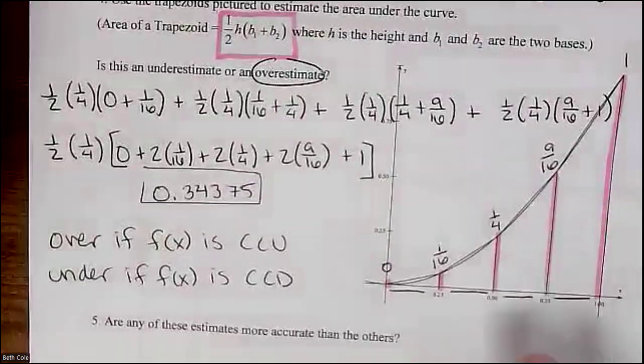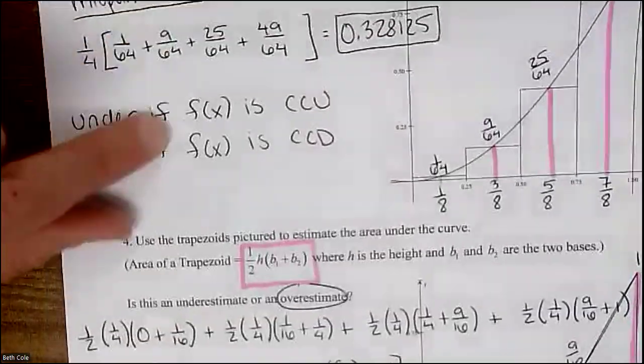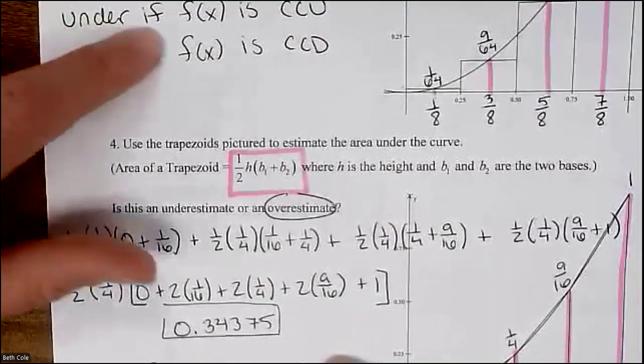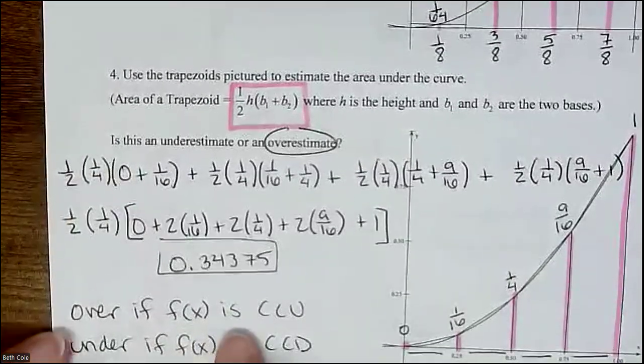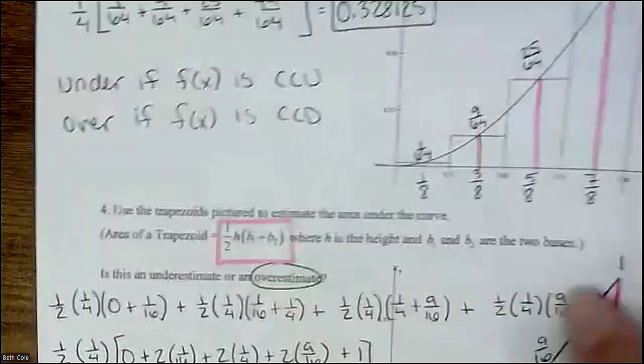And then the way I remember the midpoint one is they're opposites of each other. Do you see that? This one's under if concave up. This one's over if concave up. That's how I remember them, is I figure out this one and then midpoint is just the opposite of that.